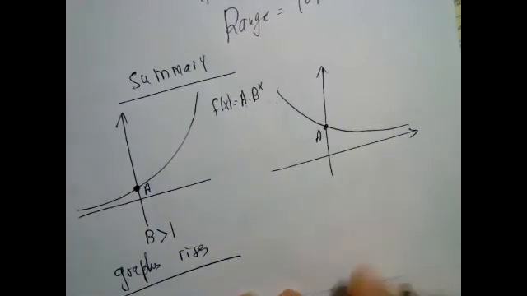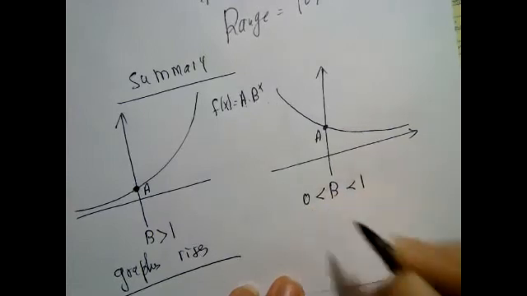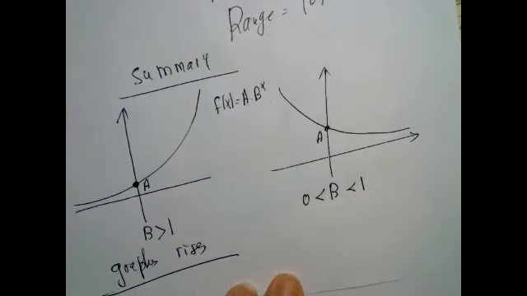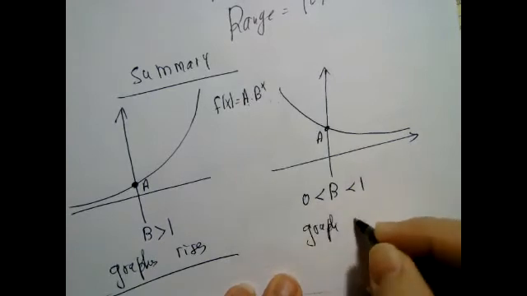If b is less than 1, it means the growth factor is less than 1, but the growth factor has to be positive. There is no negative growth factor. Then the graph falls, or the function is decreasing.